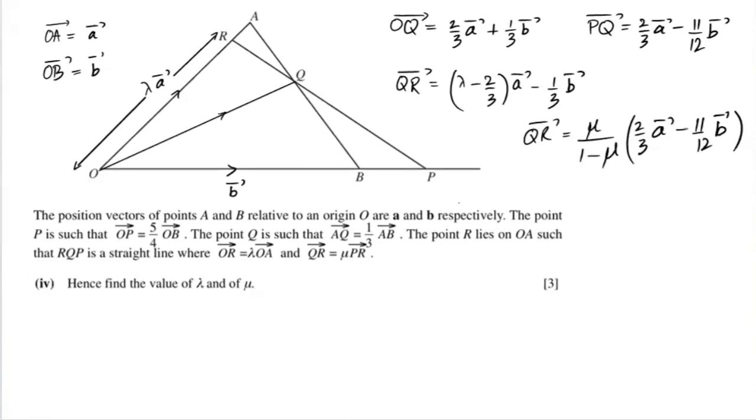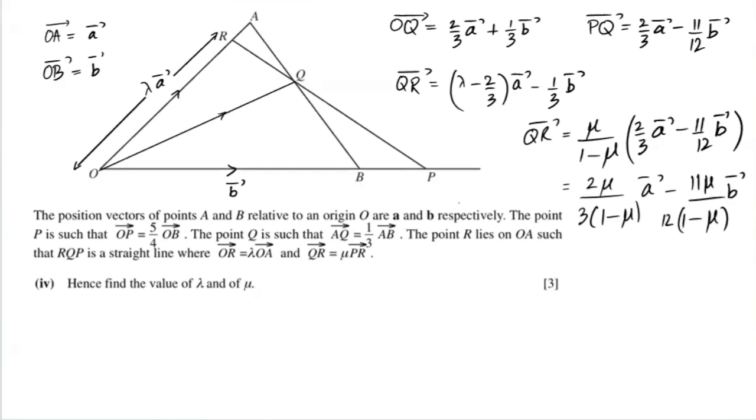Part 4, hence find the value of lambda and of mu. So this part can be done using the answers for QR. So I've got QR in terms of lambda and mu. All we need to do now is compare the coefficients of A and B, form simultaneous equations, and solve them. So let's simplify this QR in terms of mu. This will be 2 mu over 3 times 1 minus mu A and minus 11 mu over 1 minus mu and a 12 over here and B.